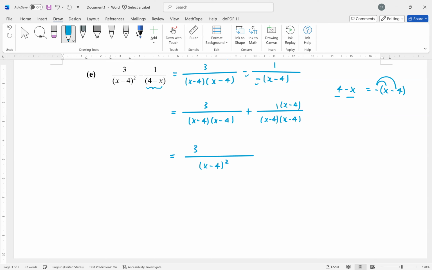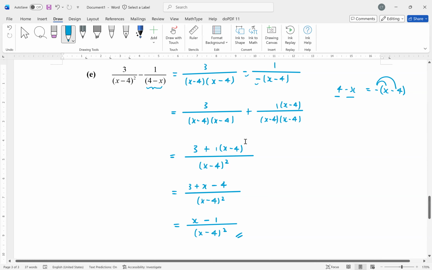Then we have 3 plus 1 times x minus 4, right? Now we can expand and simplify. So we have x minus 4 squared, then 3 plus x, 1 times negative 4, minus 4. So we will have x minus 4 squared, and here x, 3 minus 4 gets negative 1. So this will be the answer.